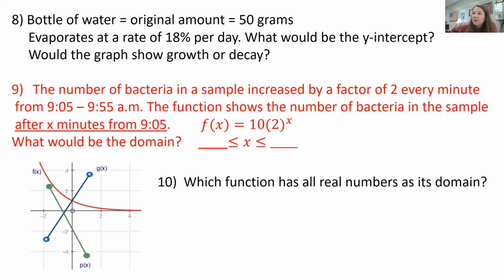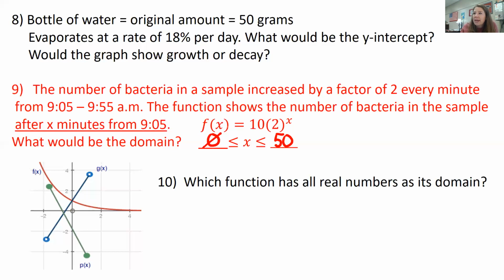Number 9, the number of bacteria in a sample increased by a factor of 2 every minute from 9:05 to 9:55. The function shows the number of bacteria in the sample after x minutes from 9:05. So what would be the domain? At 9:05, how many minutes would we be from 9:05? 0, right? And if we're going to stop at 9:55, how many minutes after 9:05 is 9:55? Well, that would be 50 minutes.